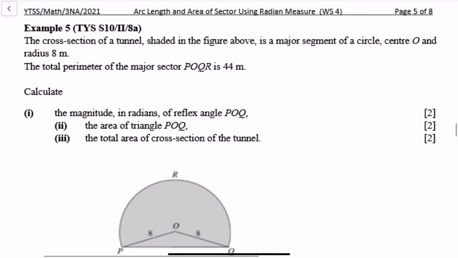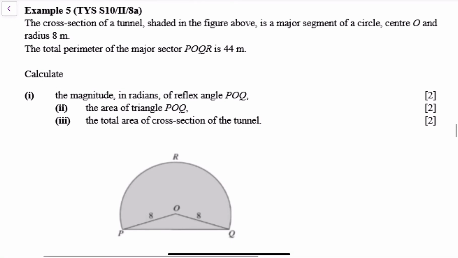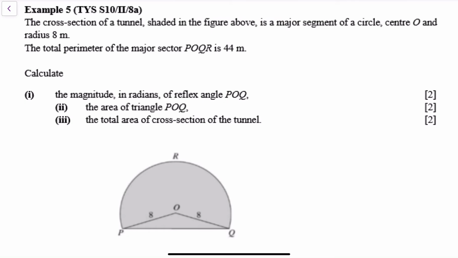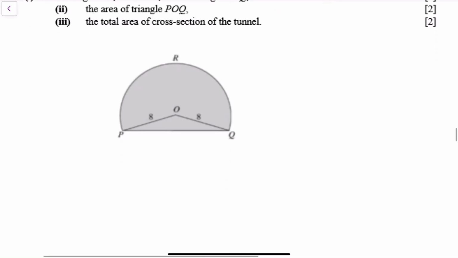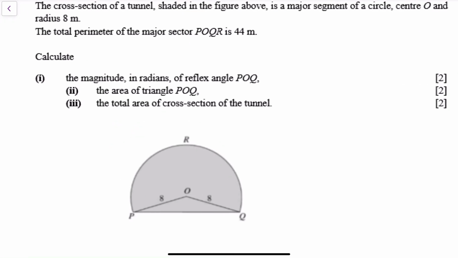Example 5, 10-year series question, 2010. The cross-section of a tunnel is shaded in the region below. It is a major segment of a circle. So actually, if you look carefully, it's actually a full circle, and they removed this part, so that maybe a car can go past here on a flat road. So the total perimeter of the major sector, highlight this, major sector POQR.